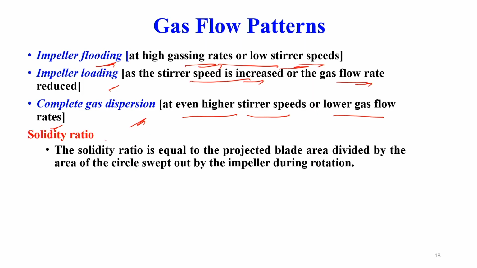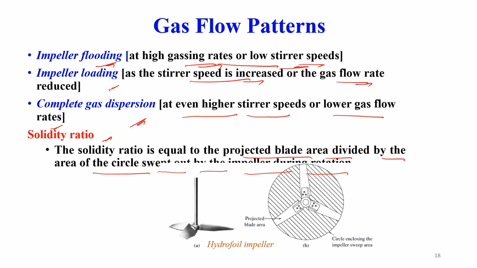In addition, there is one more term called the solidity ratio. This is equal to the projected blade area divided by the area of the circle swept out by the impeller during rotation. So you can see this is the projected blade area and this is the circle enclosing the impeller sweep area.